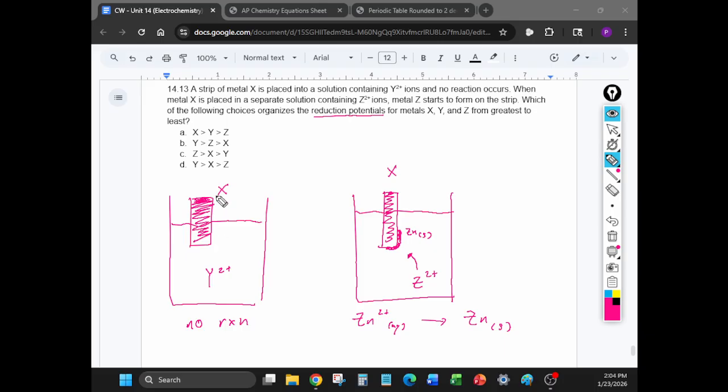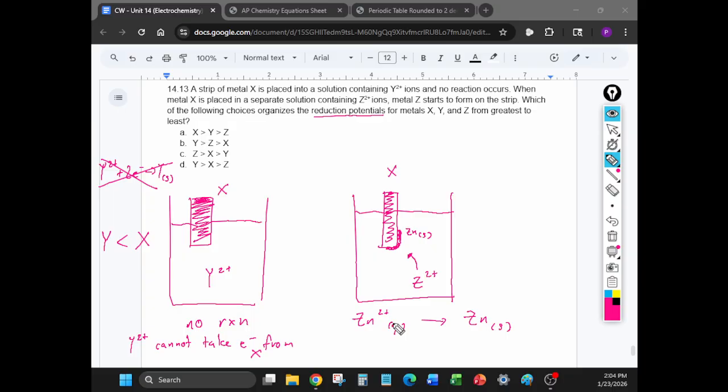So we're going to start with X and Y. There is no reaction here. Basically what that means is Y2 plus cannot take electrons from X. In order for Y2 plus to plate out or solidify on the surface, Y2 plus needs 2 electrons to turn into solid Y. But it cannot do that, which means Y has a lower reduction potential than X. So Y's reduction potential is less than X.